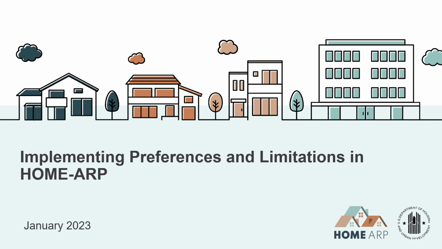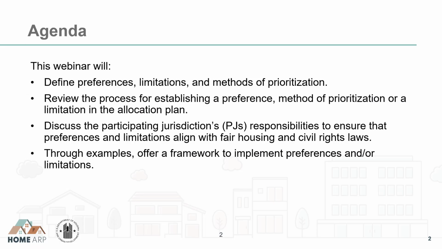This webinar will provide details on implementing preferences and limitations in HOME-ARP, including implementation examples. Specifically, the agenda for this webinar is to define preferences, limitations, and methods of prioritization, review the process for establishing a preference, method of prioritization, or a limitation in the allocation plan, discuss the participating jurisdictions', or PJs', responsibility to ensure that preferences and limitations align with fair housing and civil rights laws, and through examples, offer approaches to operationalizing preferences and limitations based on the outcome of the consultation and gaps analysis.